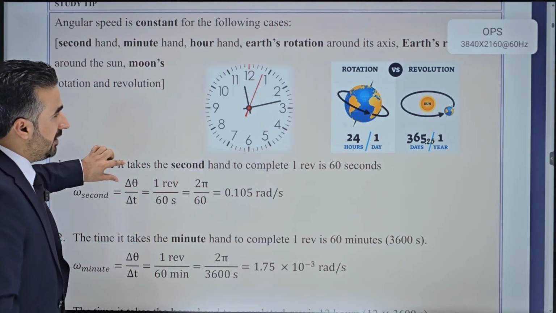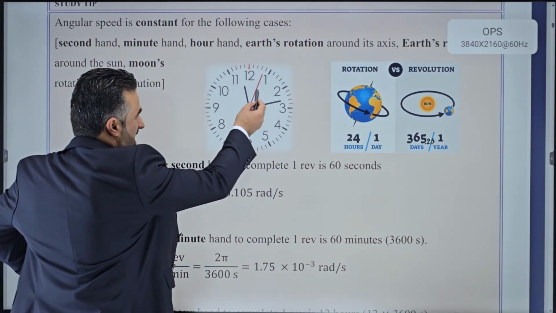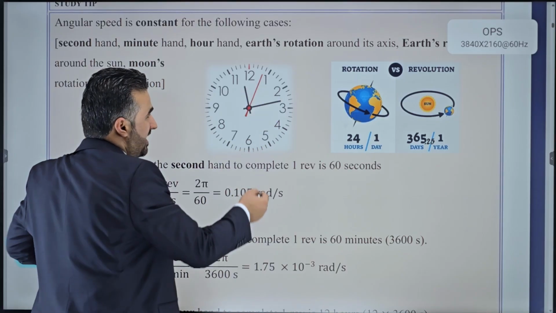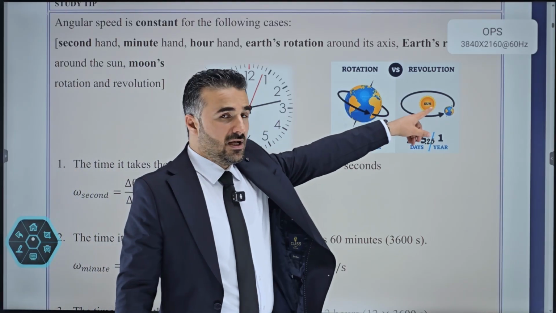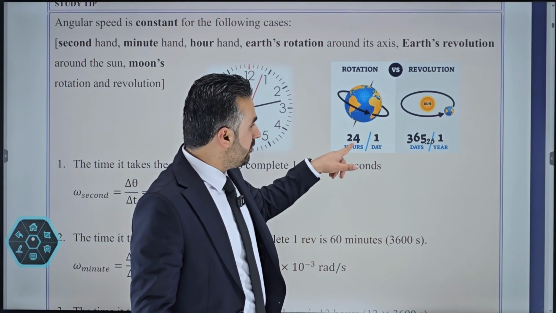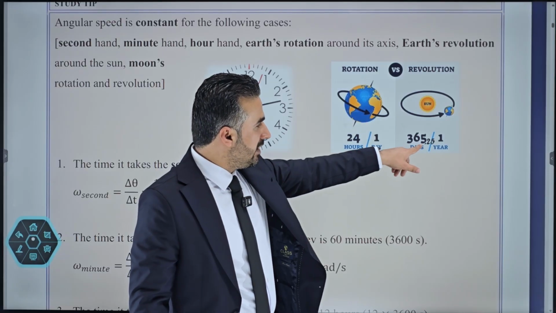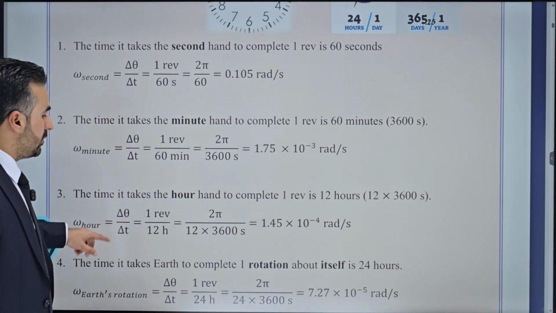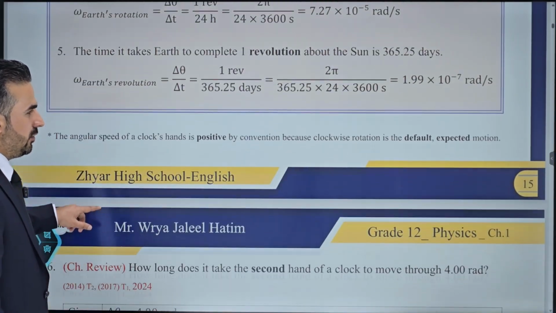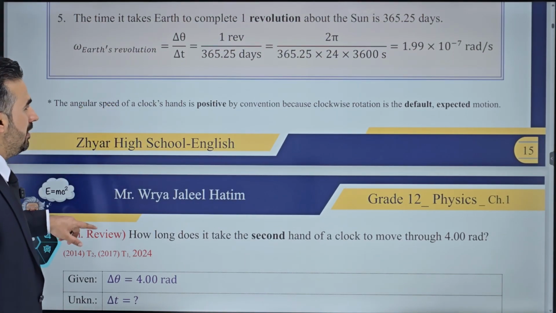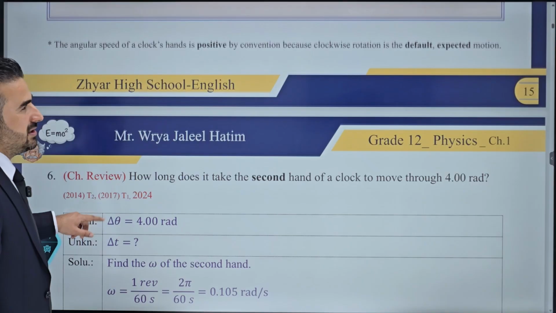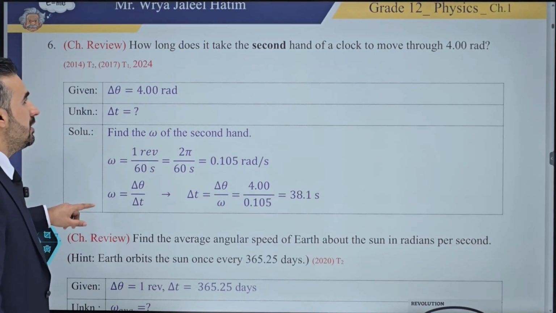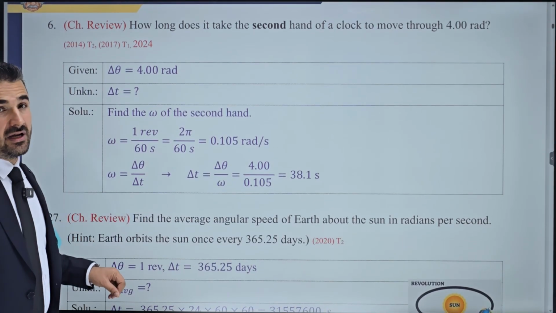So these are the values that we just went through. Remember, this is the second hand, this is the minute hand, and this is the hour hand. Earth is rotation and revolution. It takes 24 hours to make one full rotation, 365.25 days to make one full revolution here. I hope you practice those until you get really well, and this is the reason I left a note why we did not use negative for the motion or the angular speed of the clock hand.